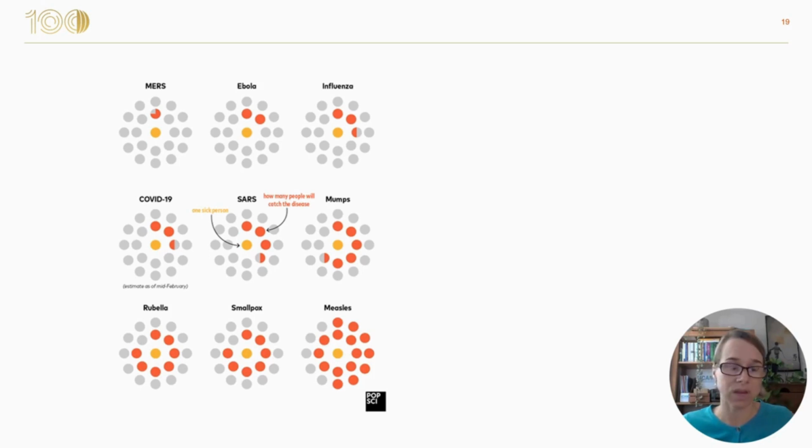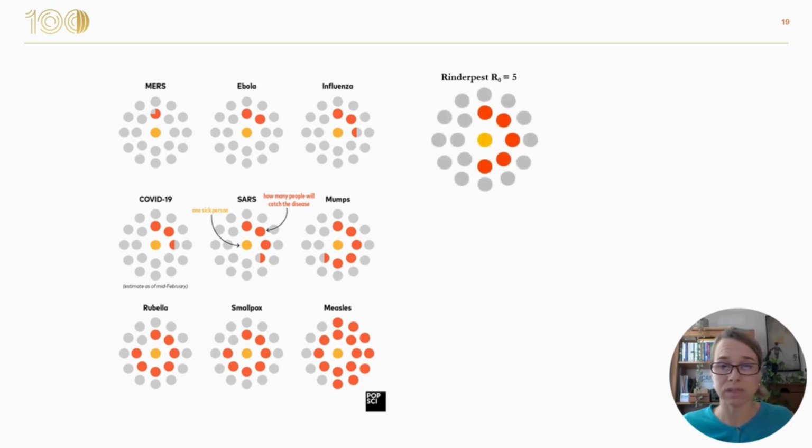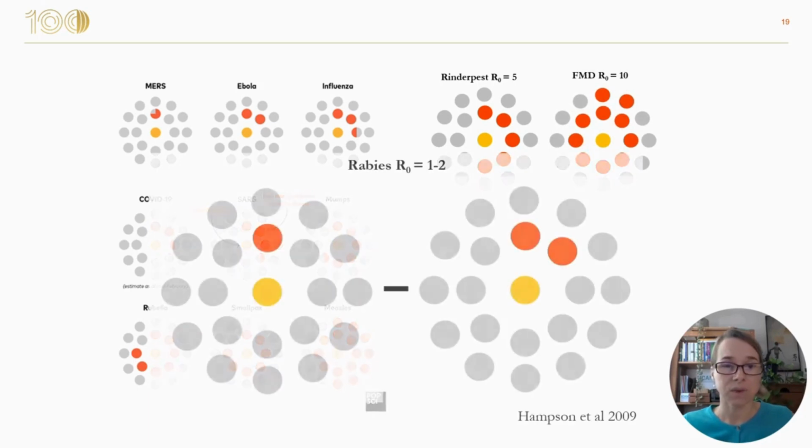in every infected person. And here we have two animal diseases, rinderpest and FMD, with an R0 of 5 and 10 respectively. And finally, we have the R0 of rabies. On average, a rabid dog will spread the virus to 1 or 2 other dogs, a reassuringly low R0 for which we can all be grateful.